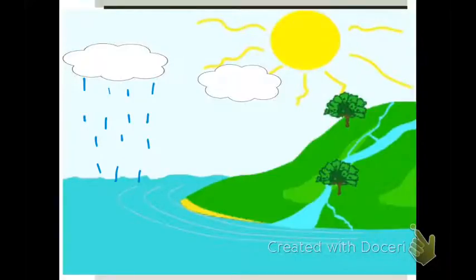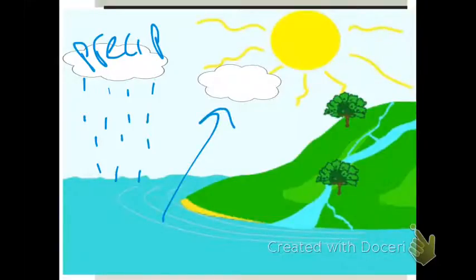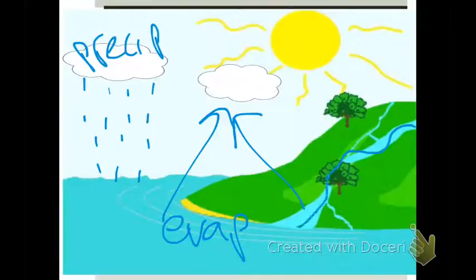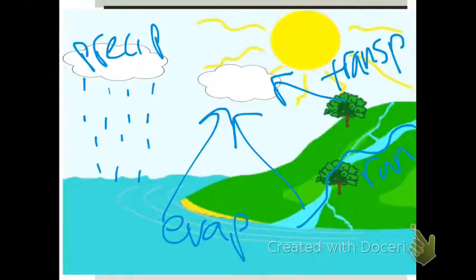Then how does that rain get into the atmosphere in the first place? Well, other than precipitation, it gets there because you have evaporation. So that is your evaporation. That's the water going into a gas back up to the clouds. You also have the water that is going down the stream. That would be called runoff. And then you have water that is leaving the trees, and that is going to be your transpiration.